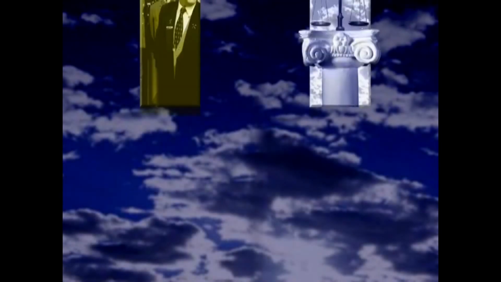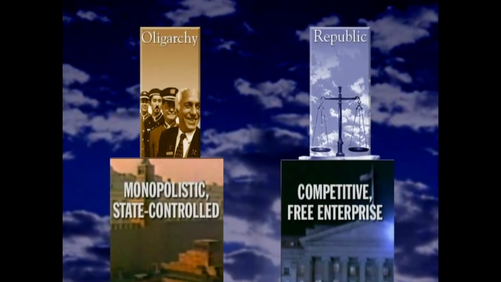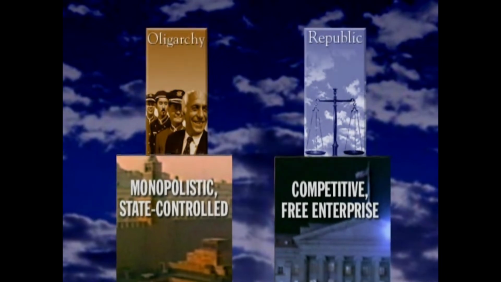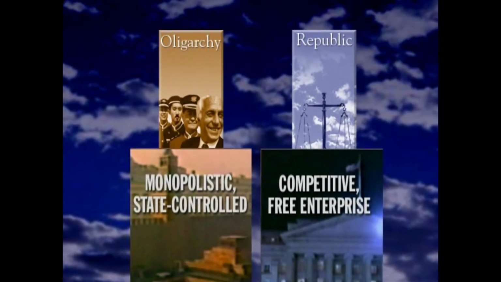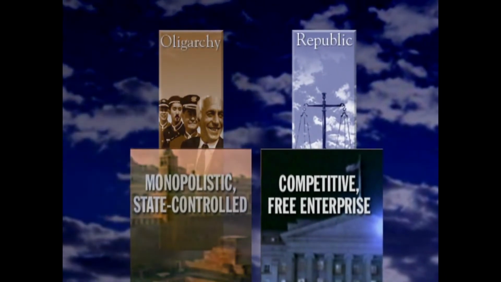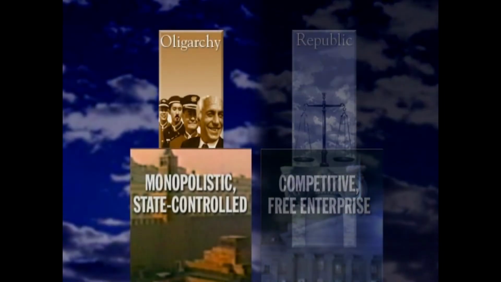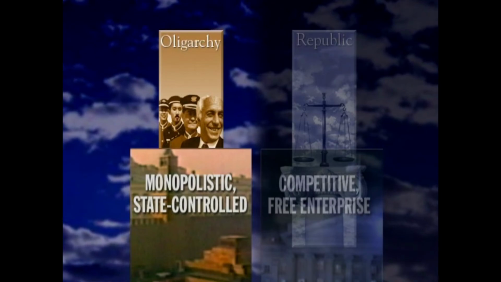Now let's combine political and economic systems, because ultimately one never exists without the other. We see again that there are only 2 ultimate choices: a competitive free enterprise system in a republic, or a monopolistic state control system under an oligarchy.